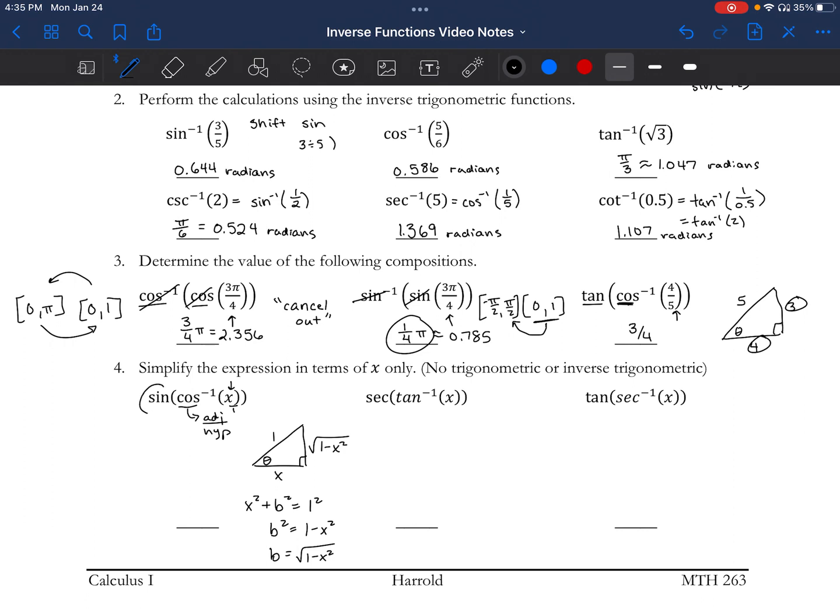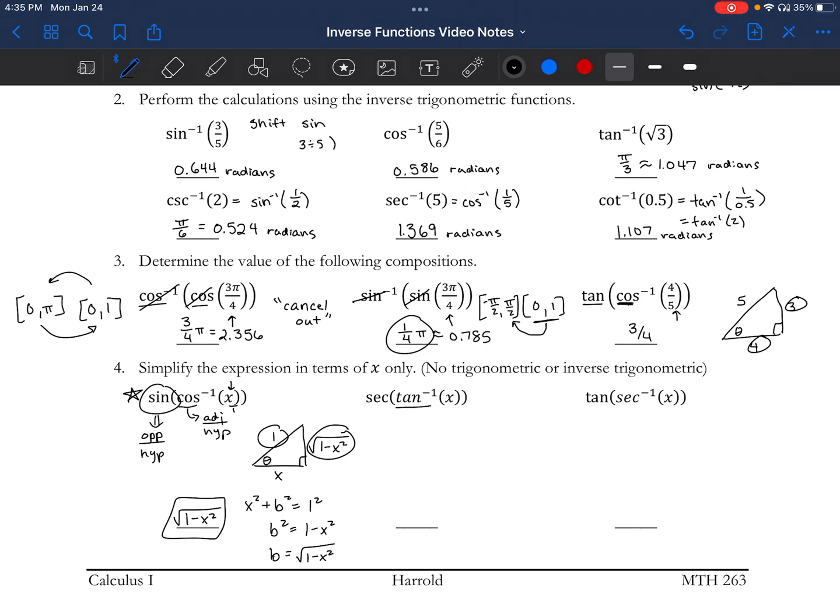When I go to find sine, because that's ultimately what I'm looking for, I use the opposite side over the hypotenuse. The opposite side is the square root of 1 minus x squared, over the hypotenuse, which is 1. So the correct answer here is the square root of 1 minus x squared. Make sure you draw your picture, label it with the x and the 1, do the Pythagorean theorem, and then find out what you're looking for.